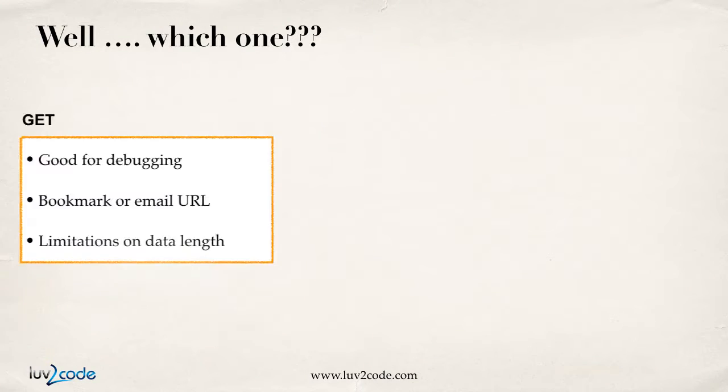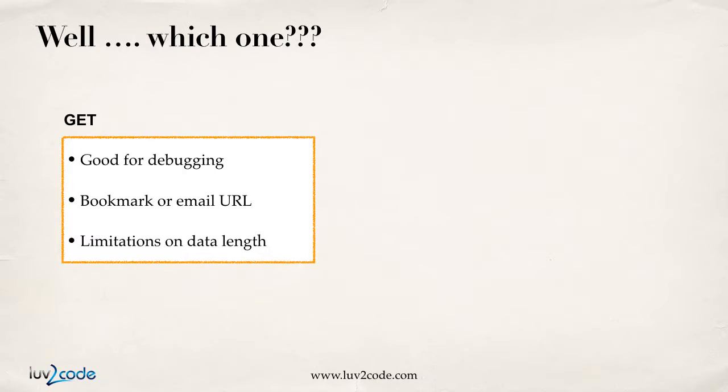All right, so you see all this stuff and you're like, okay, which one should I use? As a recap, the get method is very good for debugging because you can see the name value pairs right there in the URL. You can also manually change them if you want. You can also bookmark the URL and you can also email it. With the get method, there's a limitation on data length, and it varies between browsers, so just be aware of that. You're normally safe with about 1,000 characters.